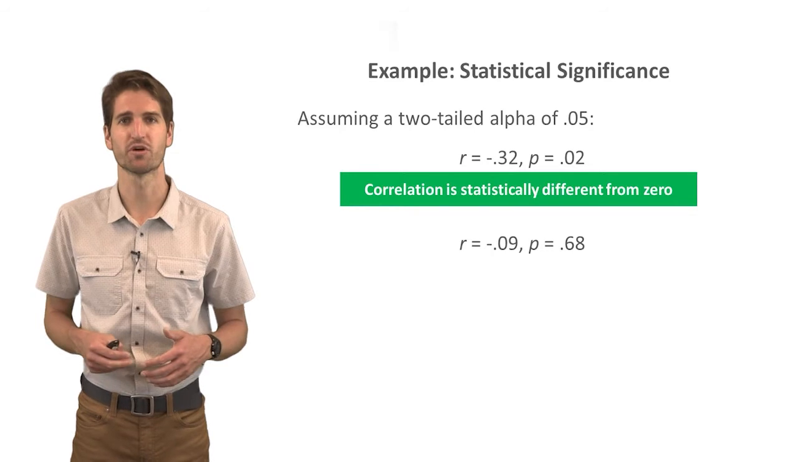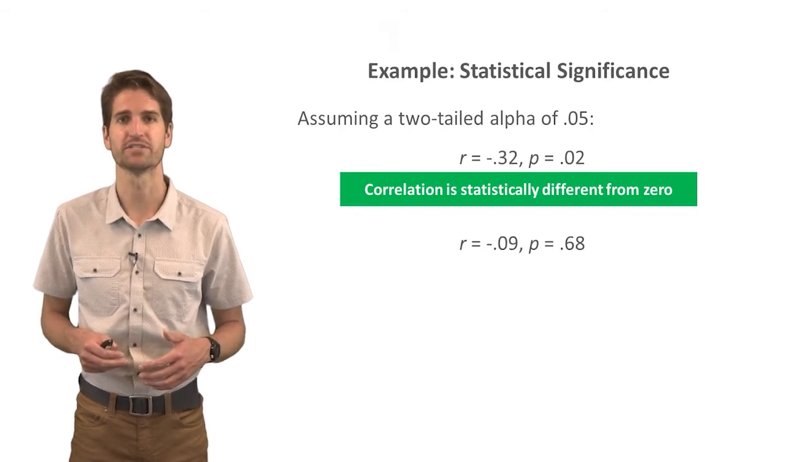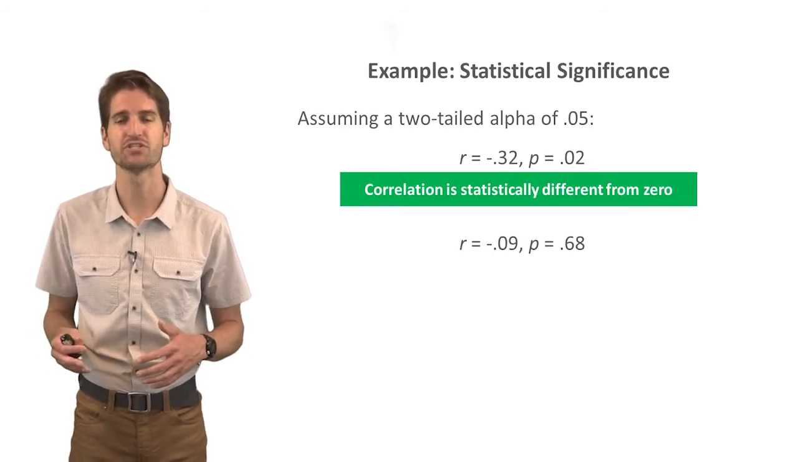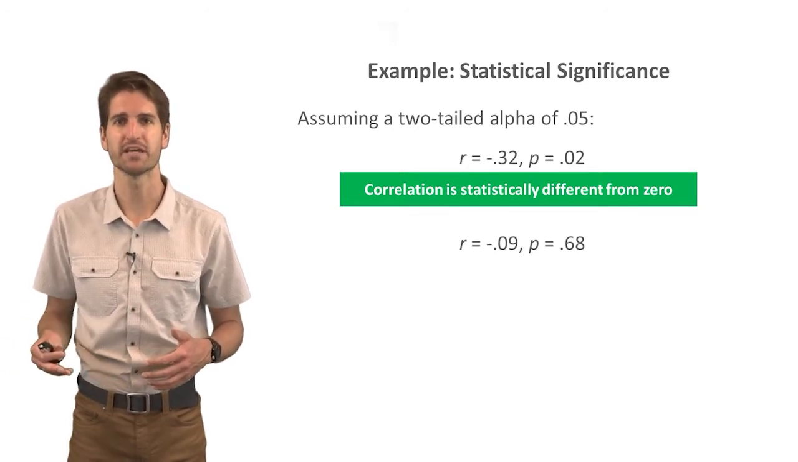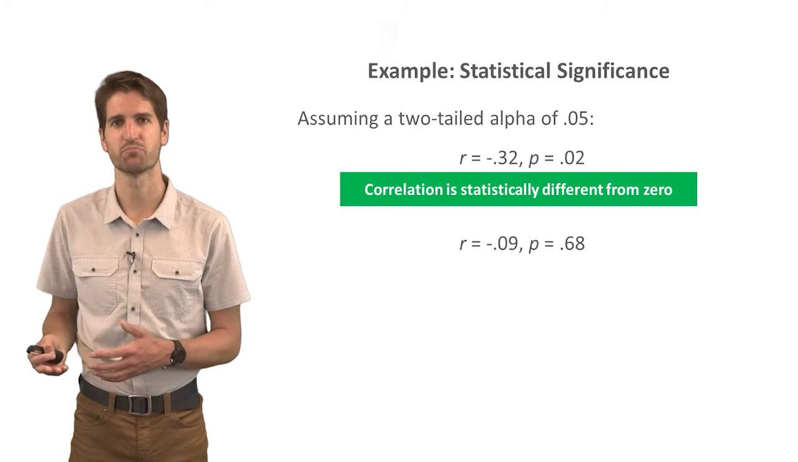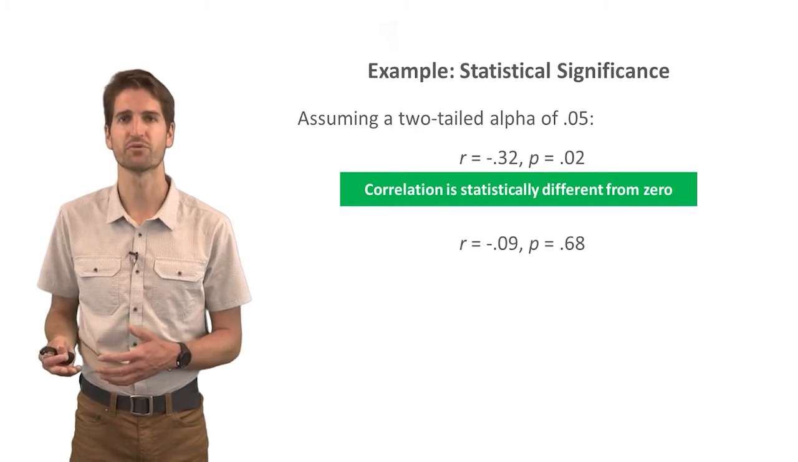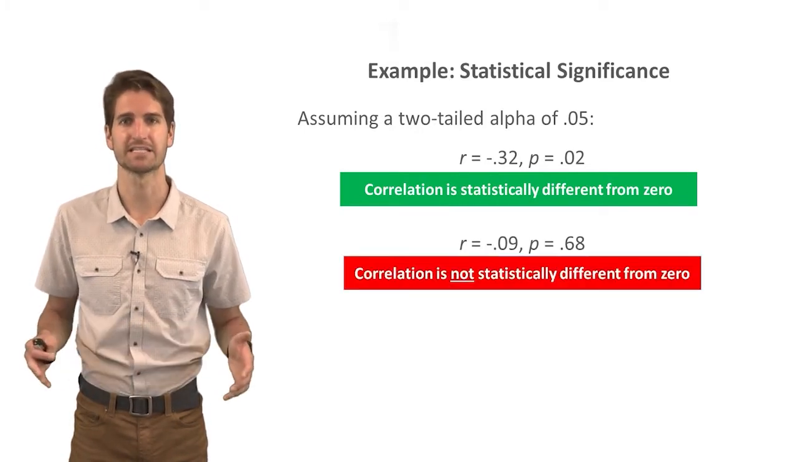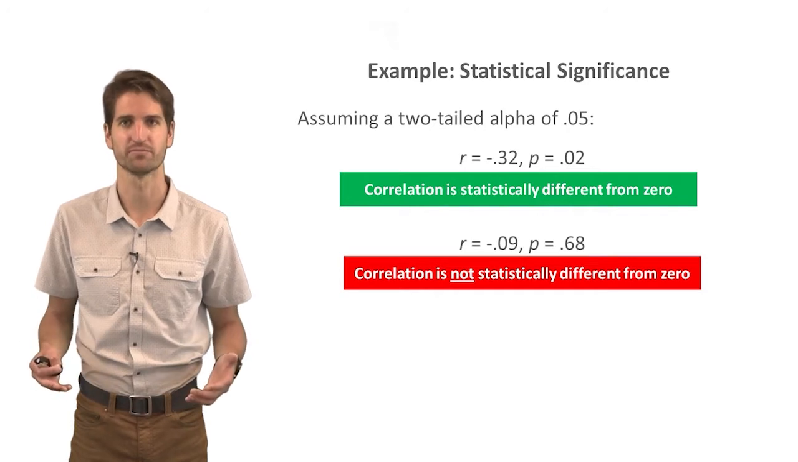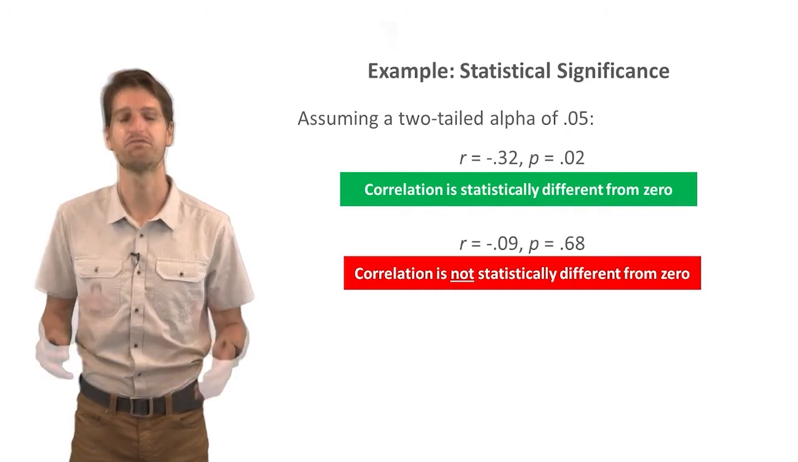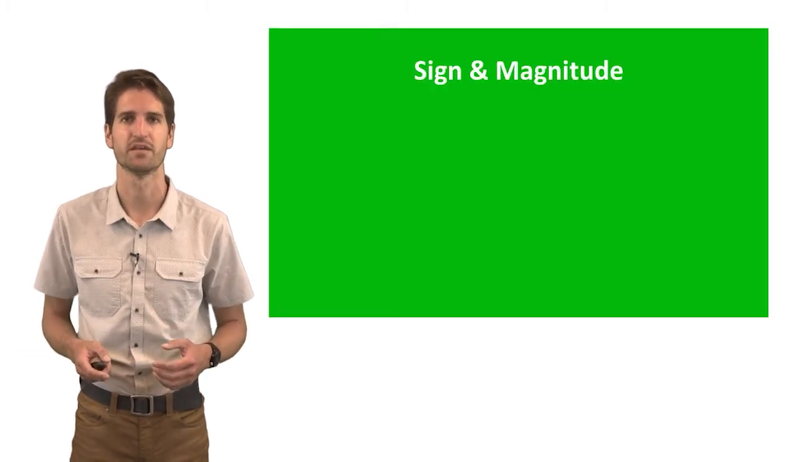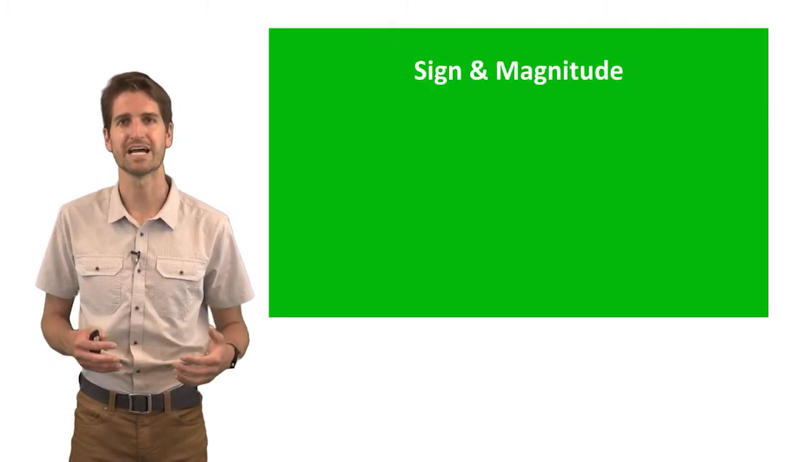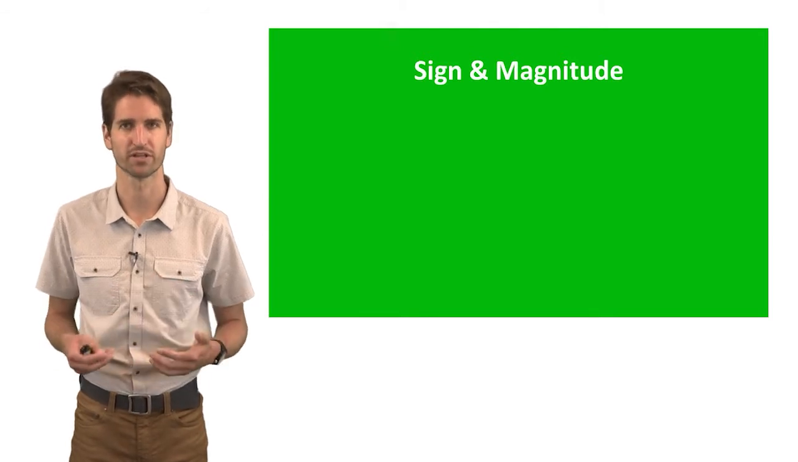Now, moving on to the next one, we see that the correlation value is negative 0.09, and the corresponding p-value is 0.68. Well, 0.68 is equal to or greater than 0.05, and therefore we would conclude that this is not statistically significantly different from 0. In other words, we would say that we failed to reject the null hypothesis that this correlation is equal to 0.